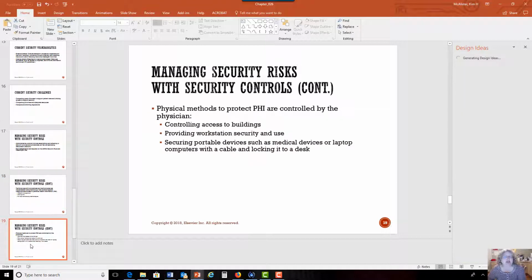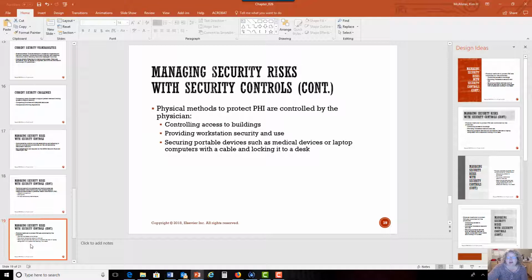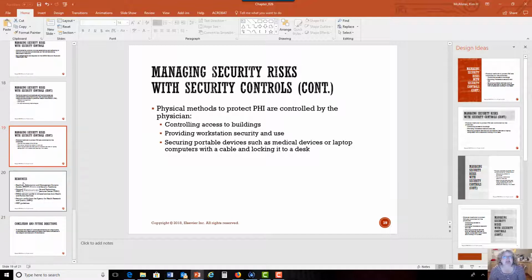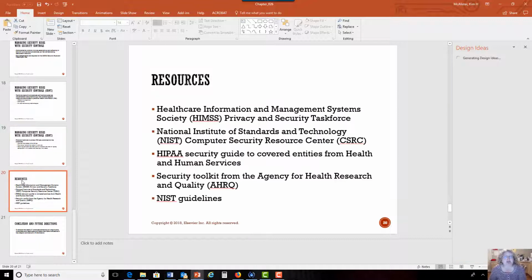We also have to look at managing and providing physical methods to safeguard privacy. That may be something like controlled access to the building or controlled access to certain areas in the hospital. Workstation security, secure portable devices with a cable so they don't walk away. Actual devices that are put into place, such as security guards, two forms of ID in order to access information, alarm systems, fire suppression systems, power redundancy, and so on. Also disabling USB ports. Some places have stopped putting USB ports on the computers so that information can't be downloaded and removed from the hospital.